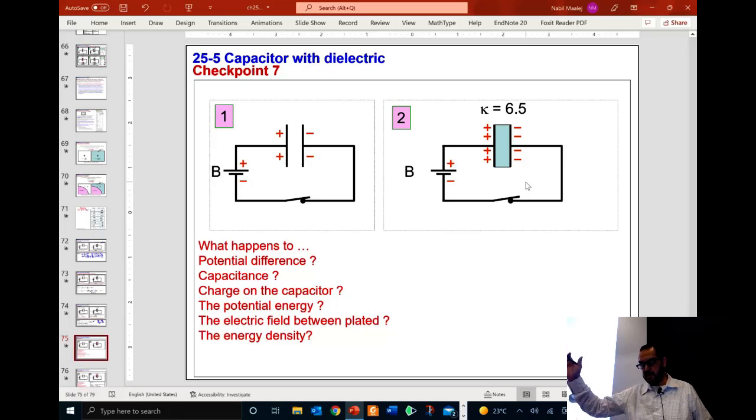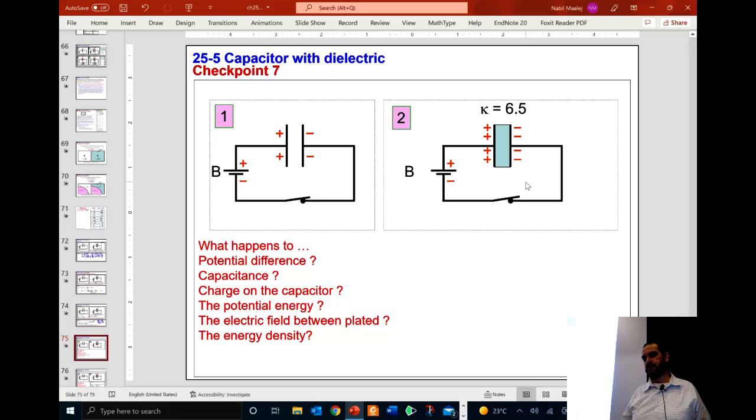Anybody? The potential difference. Who says decreases, raise your hand. Who says increases? Raise your hand. Who says remains constant? The majority says remains constant. Why does it remain constant?